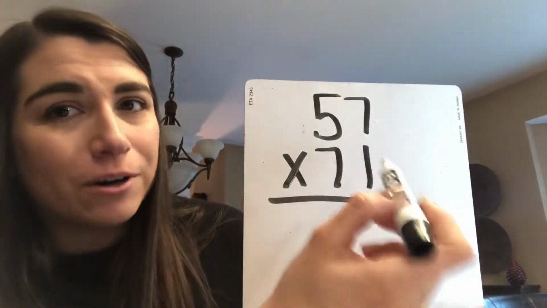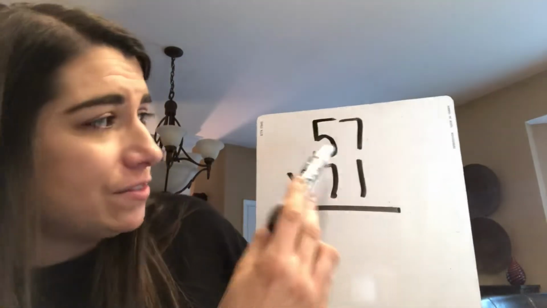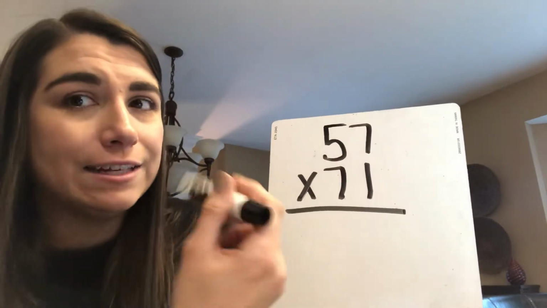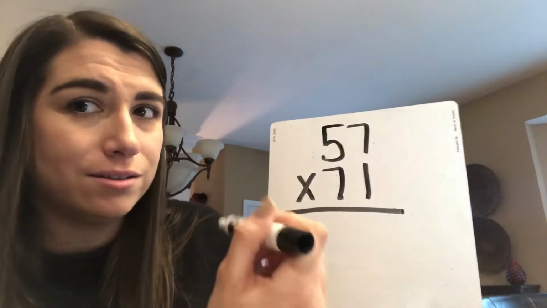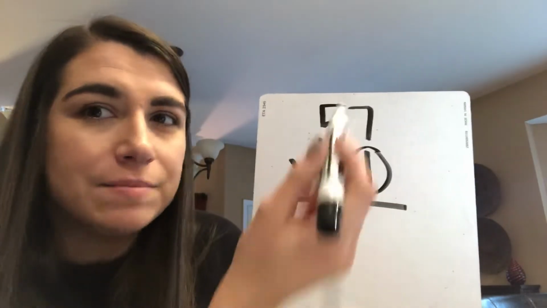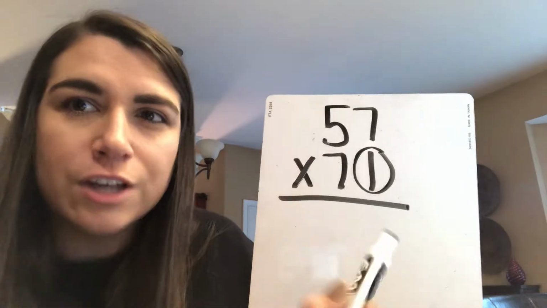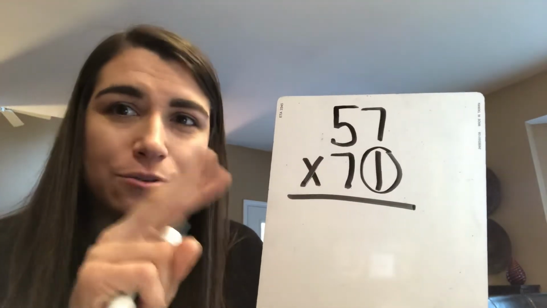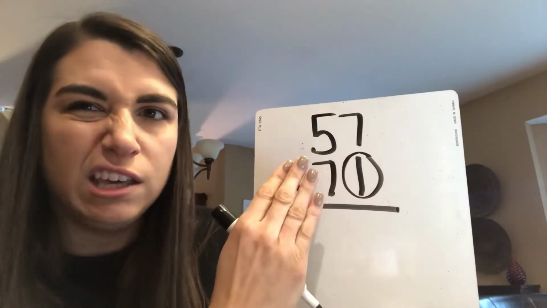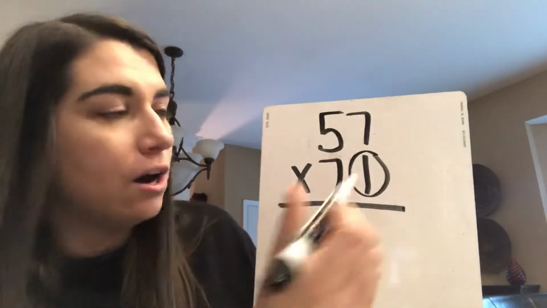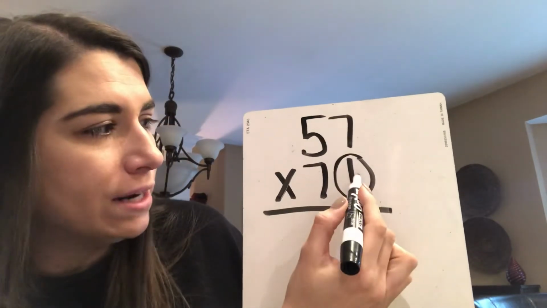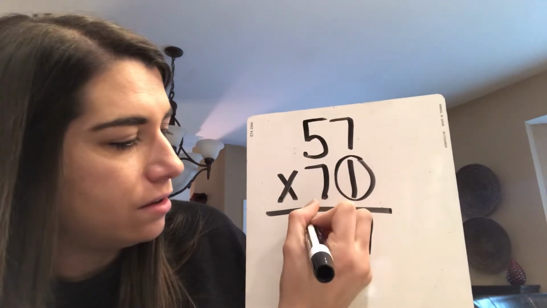Okay, but we're going to start with 57 times 71. The way that I like to do it is I like to circle what my first starting point is. So I like to circle the 1, because then I know that I'm taking 57 times 1, just like we did from the very beginning when we did that 2 by 1, it's the same thing. I'm taking 57 times 1. I'm not even thinking about that 7 just yet. So 1 times 7 is 7. And then 1 times 5 is 5.